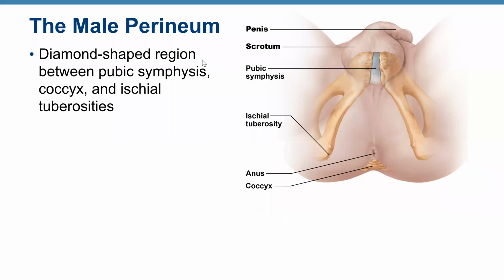Male perineum. It's a diamond-shaped region between the pubic symphysis, coccyx, and ischial tuberosity. That's a triangle that females also have, the female perineum. So here's our pubic symphysis. Remember what the pubic symphysis does? It connects 2 hip bones together. Then the coccyx is on the posterior side, and the ischial tuberosity is the inferior part of the ischium. So if you're sitting right now, you're sitting on your ischial tuberosity.